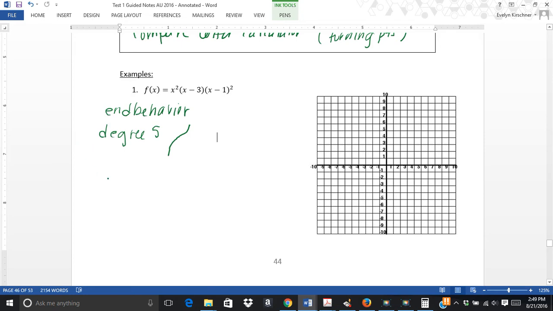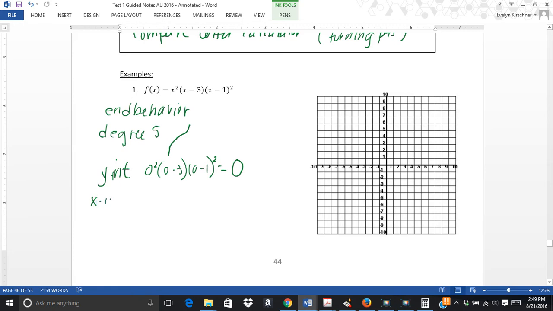I want to find my intercepts. So let's start with my y-intercept. That's when x is 0. So I have 0 squared times 0 minus 3 times 0 minus 1 squared, which is 0. So I have a y-intercept at 0.